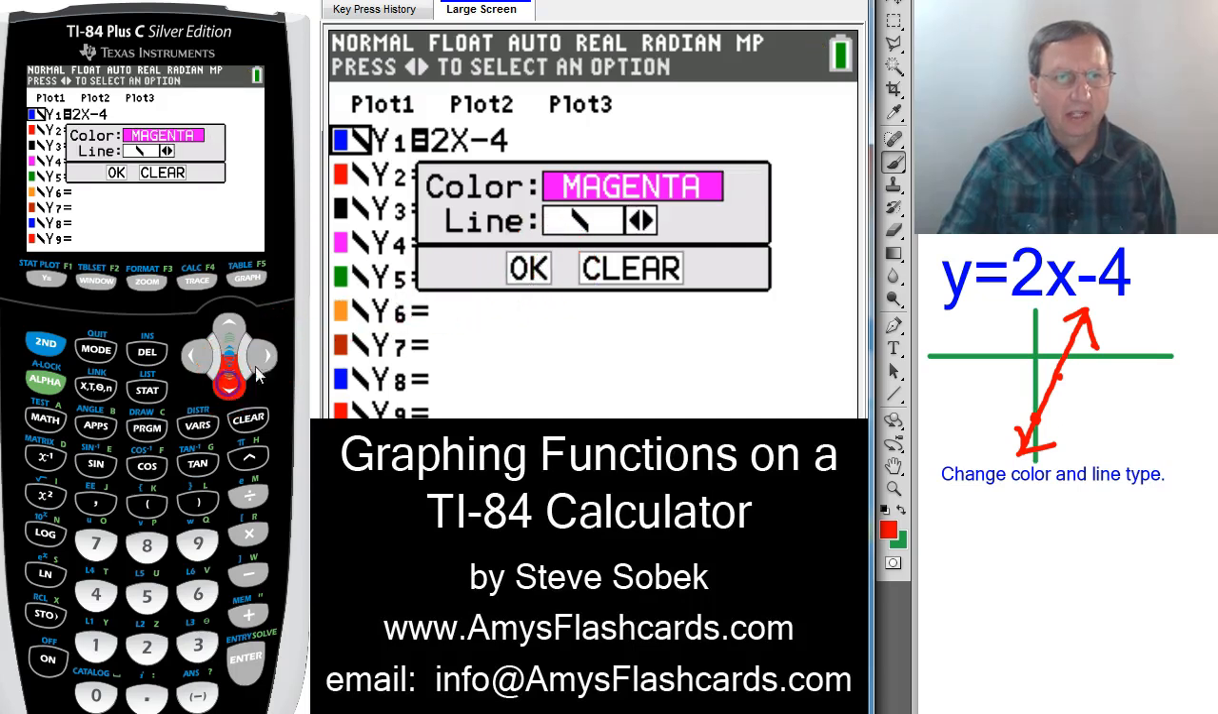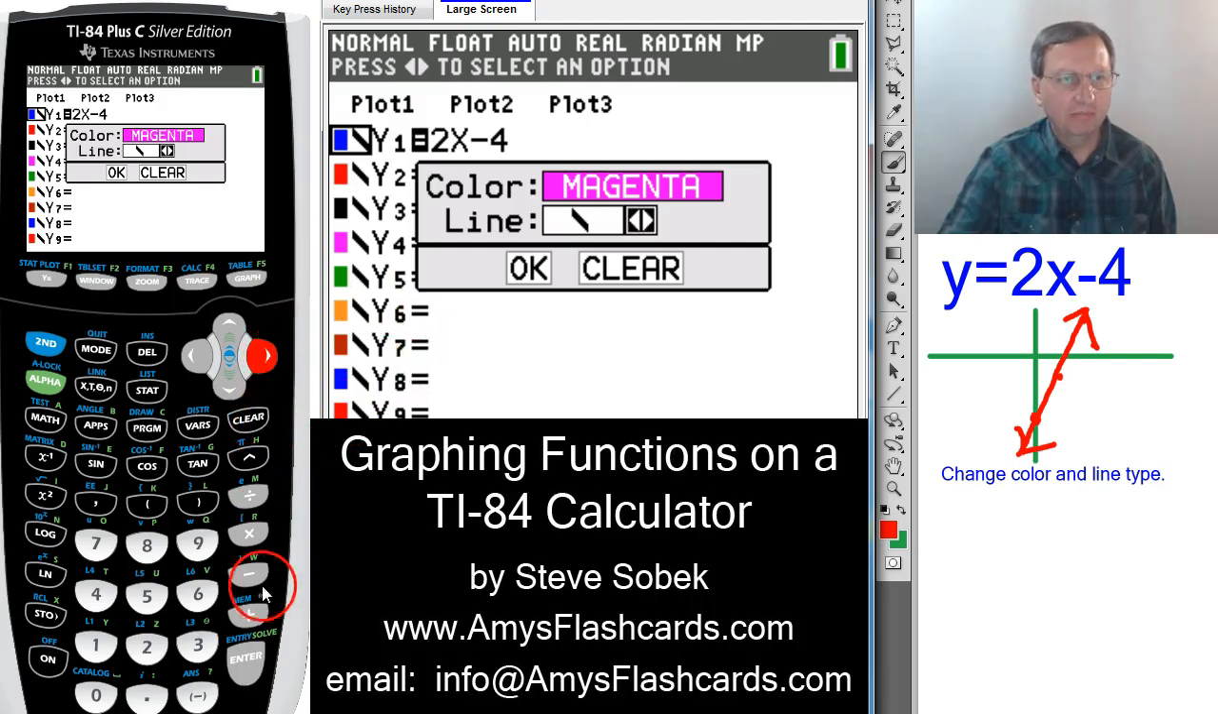Hit your down arrow key. You could change this to hit your right arrow key, and you could do shading for whenever you're doing inequalities, and dotted lines of various types, a skinnier line, and then back to the normal line again.